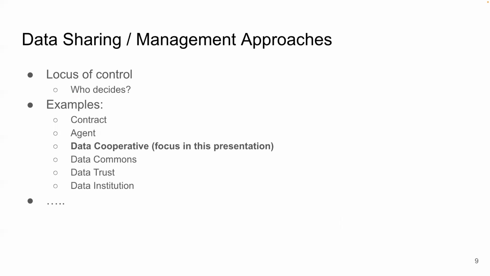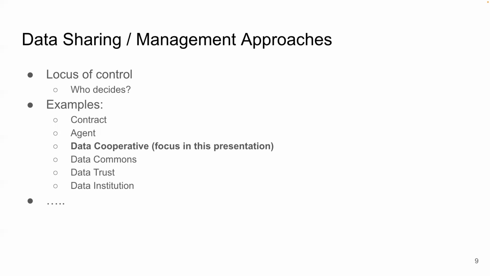Now, this is a very well-known problem, and people have been working on this or exploring this quite actively right now. There are many approaches, and the key thing, I think, is to focus on the locus of control, who decides. There are many, many different approaches towards this. The easiest example is you have a contract with someone. An alternative is you have an agent that on your behalf establishes contracts.